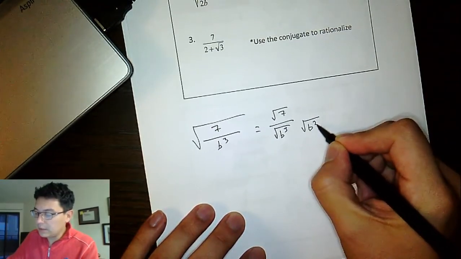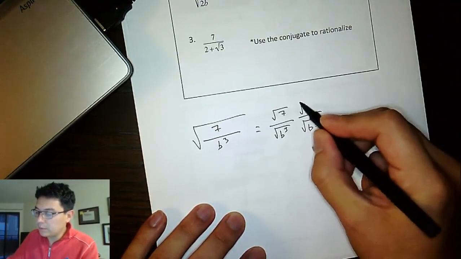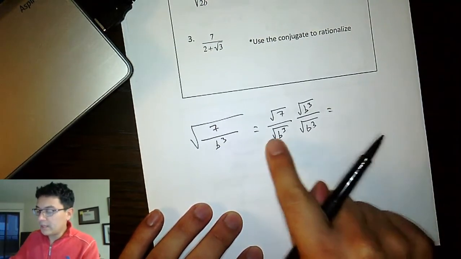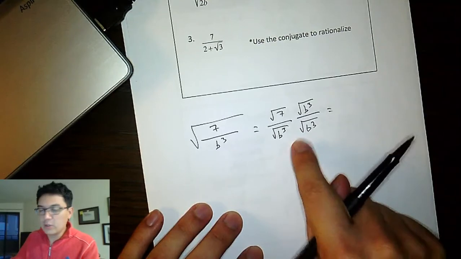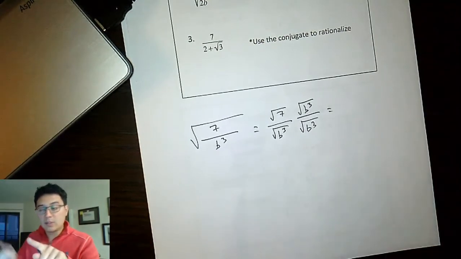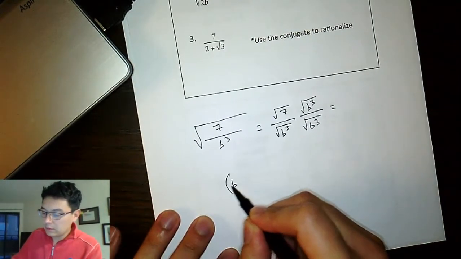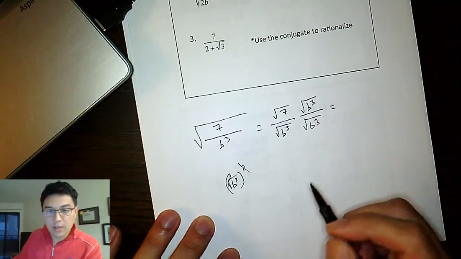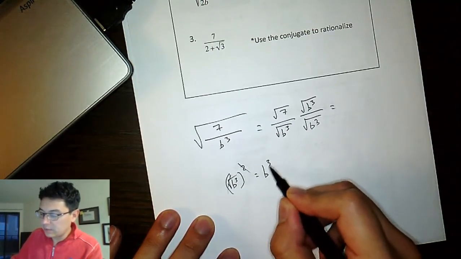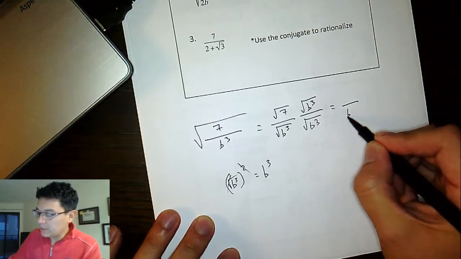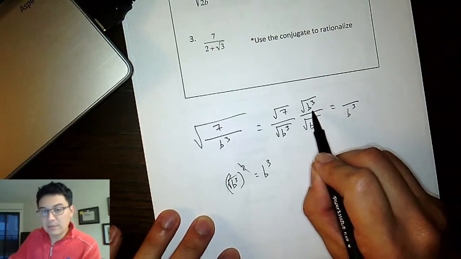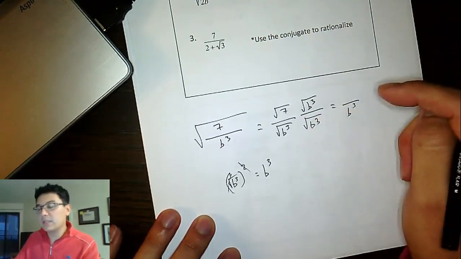So b cubed all over root b cubed. Okay. Multiply this out. This is really root b cubed squared. So the square and the square root are going to cancel out and we'll just be left with b cubed. So we get a b cubed in the denominator, and in the top we have 7 times b cubed. The b cubed does simplify.